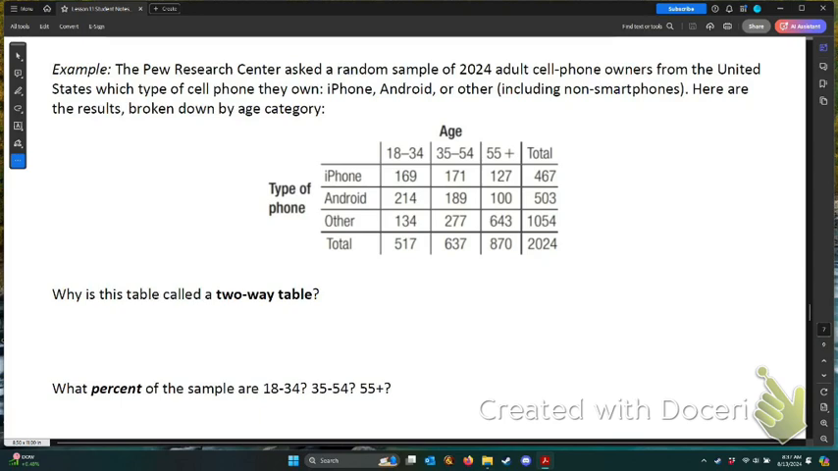Perfect, right? It's because we can read it two different ways based on which variable we want to look at. We can read it based on age and we can read it based on type of phone.